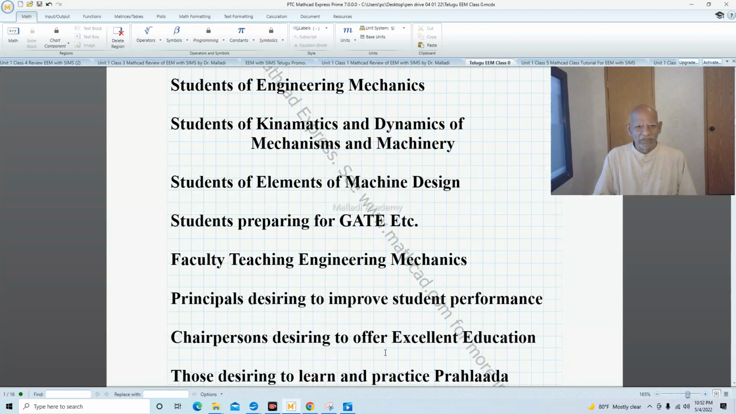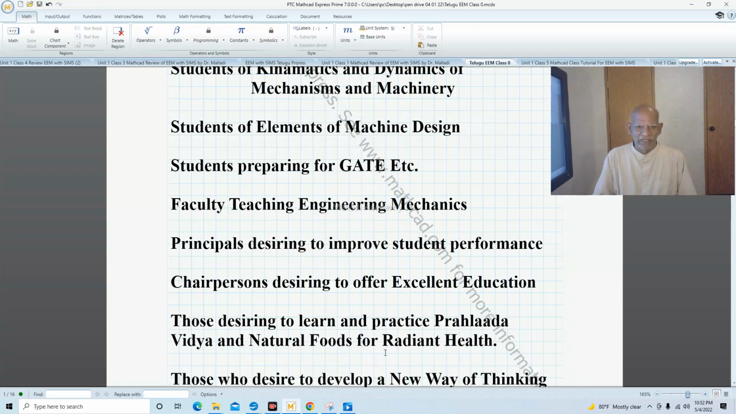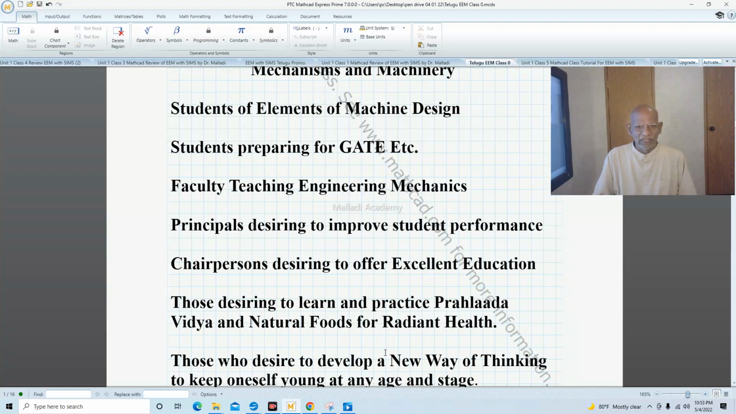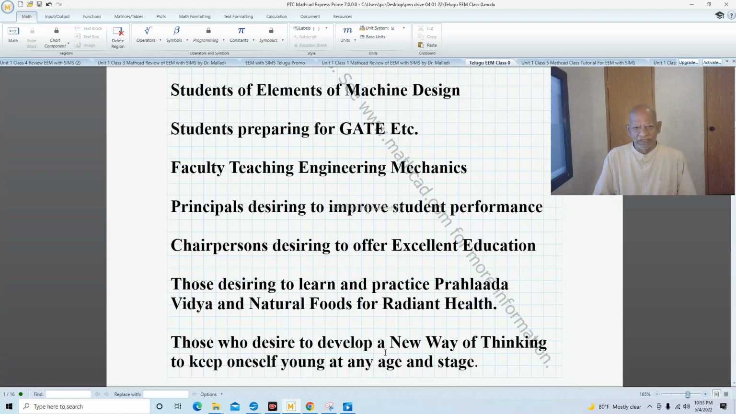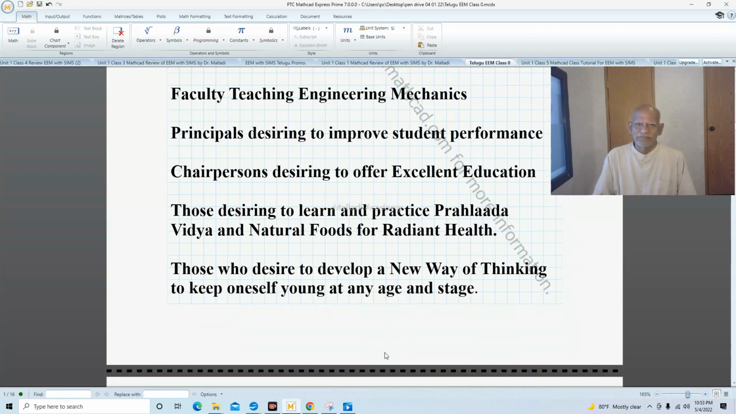chairpersons desiring to offer excellent education, those desiring to learn and practice Prahlad Vidya and natural foods for radiant health, those who desire to develop a new way of thinking to keep oneself young at any age and stage.